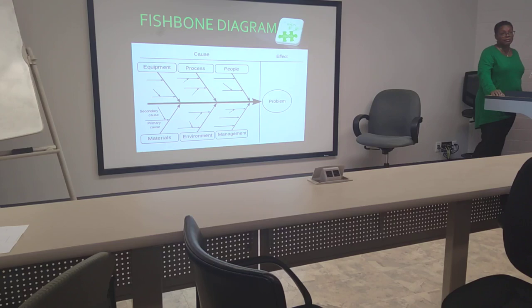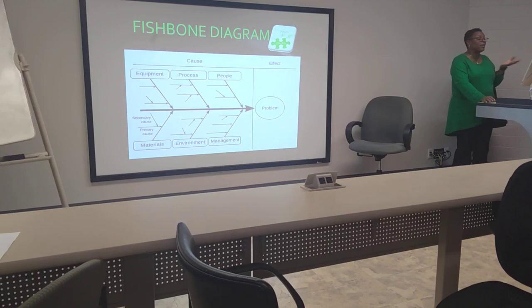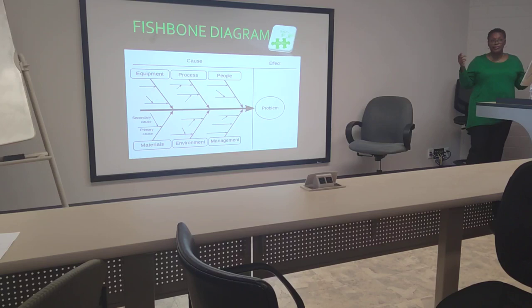So that's the bones of the fish. The head of the fish is what the effect was, and then the problem, or what caused it. With this approach, people use either the 7 M's or the 5 P's. They use machine, method, man, materials, mother nature, management, and measurement, or they use processes, people, procedures, places, and politics. This is an easier way to name the high-level pieces of the causes, and then they put their information under there.